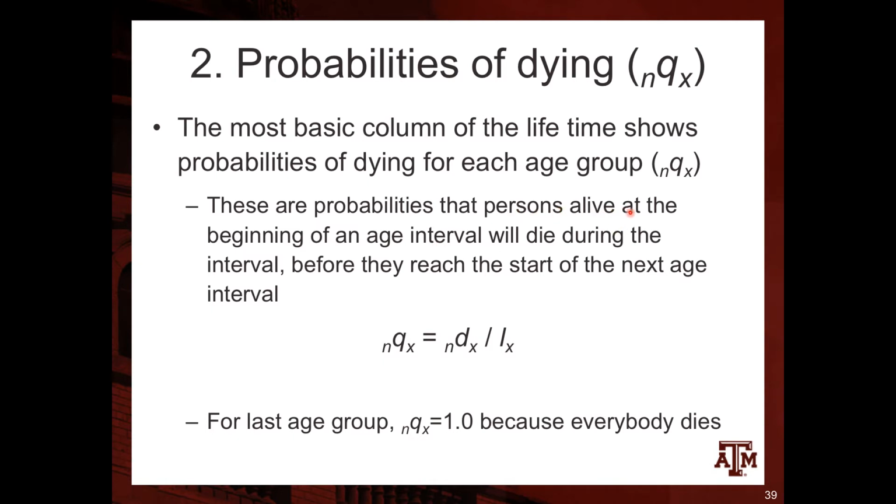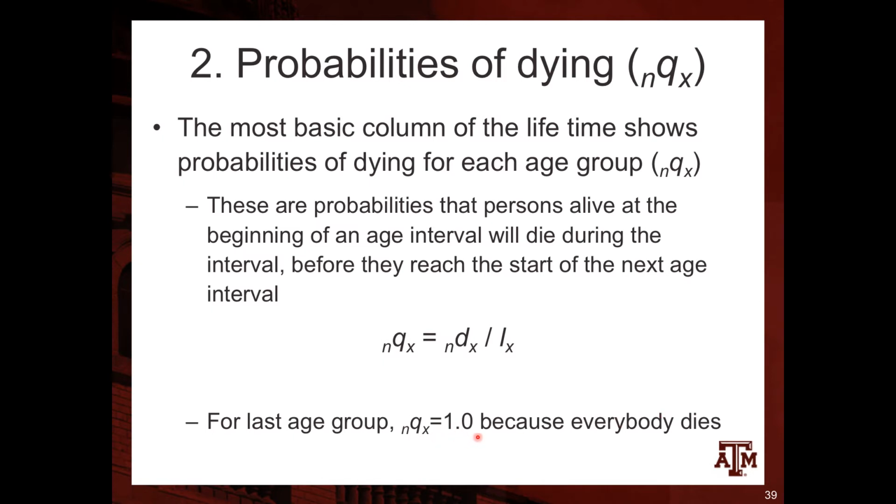The number of people alive at the beginning of that age group is the little lx, and then we get the number of people who died throughout that age group divided by the number of people who are alive at the beginning of that age group. We get the probability of dying in that age group. And for the last age group, in our example the age group 100 plus, so people who are at least 100 years of age, the probability of dying equals 1 because everybody dies. So 100% of the people will die.